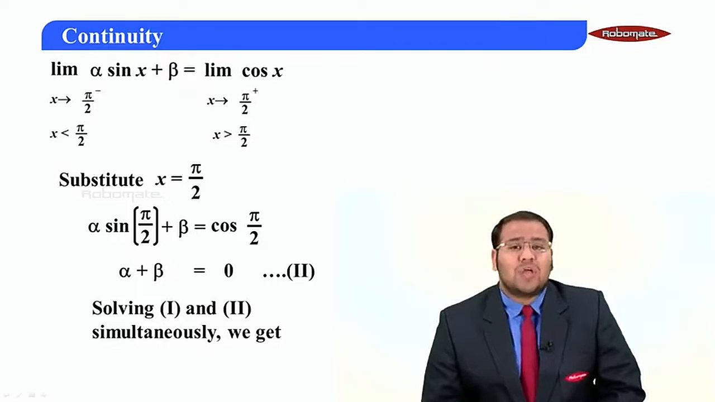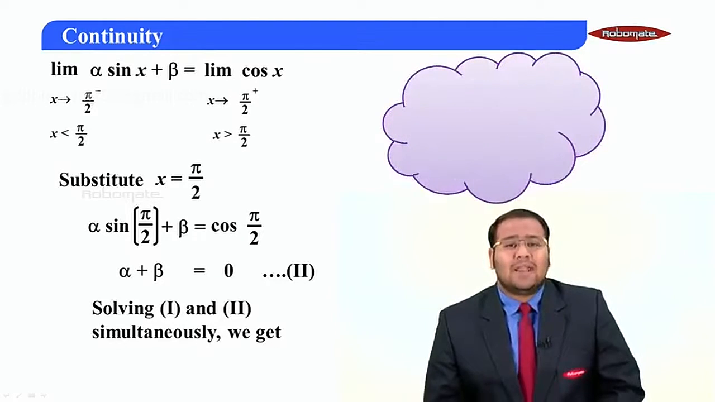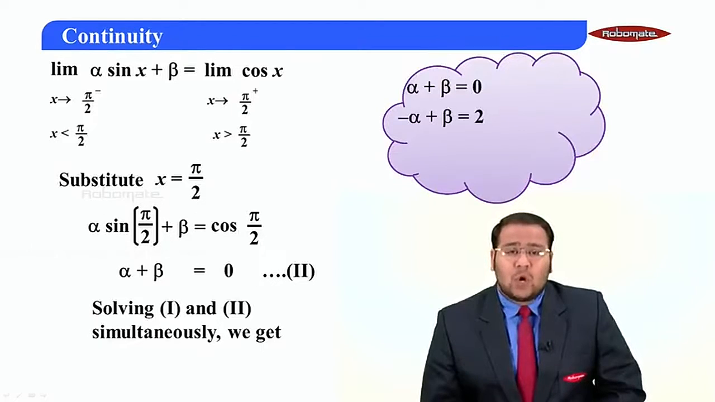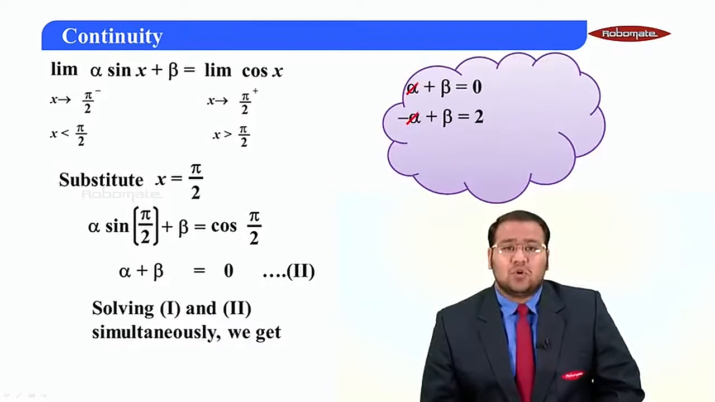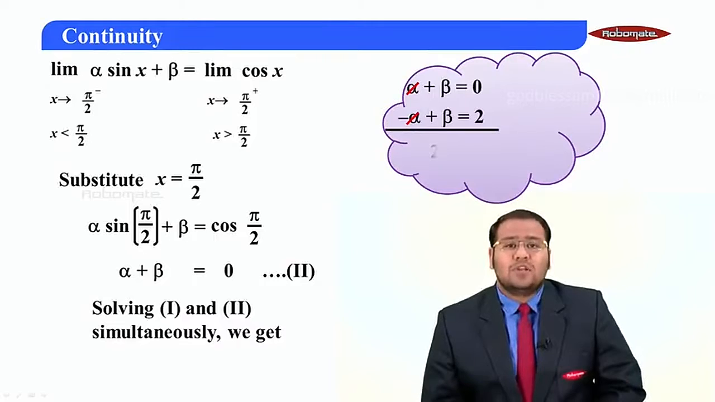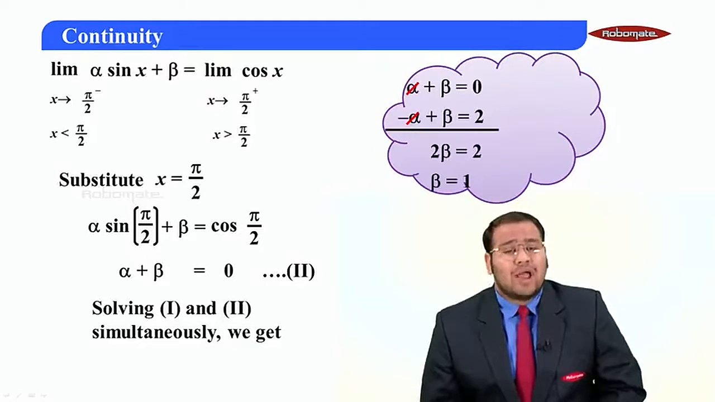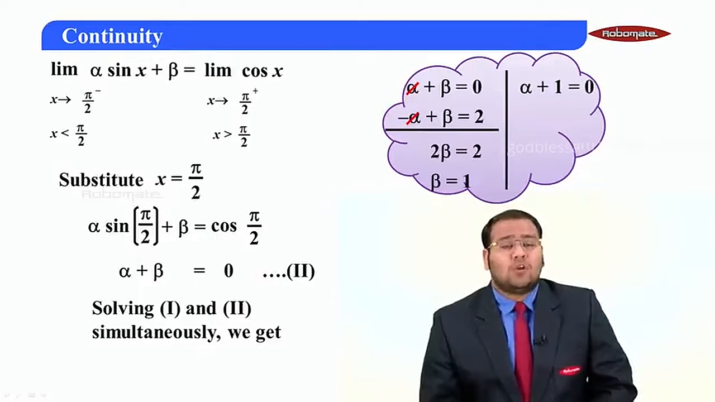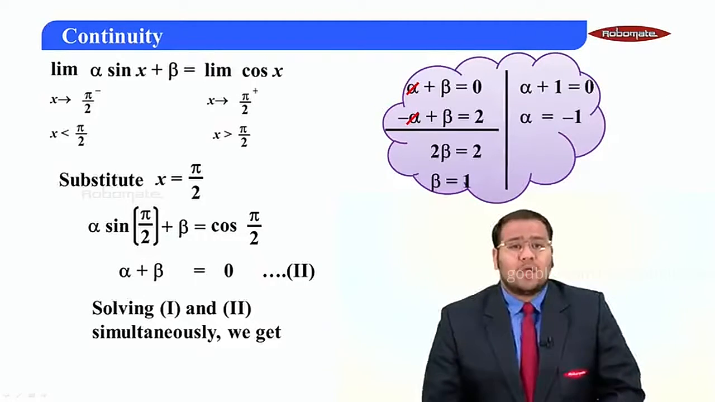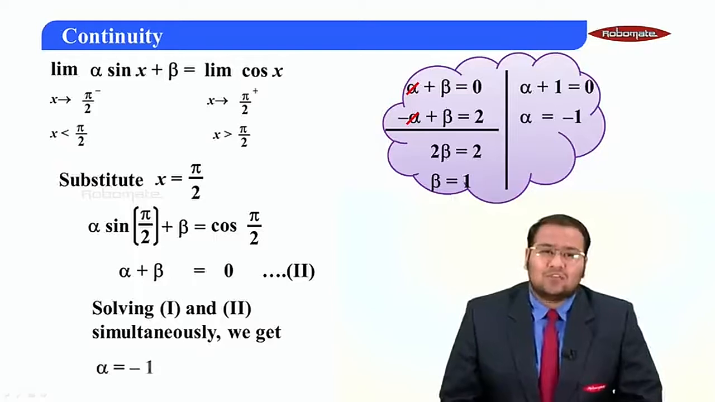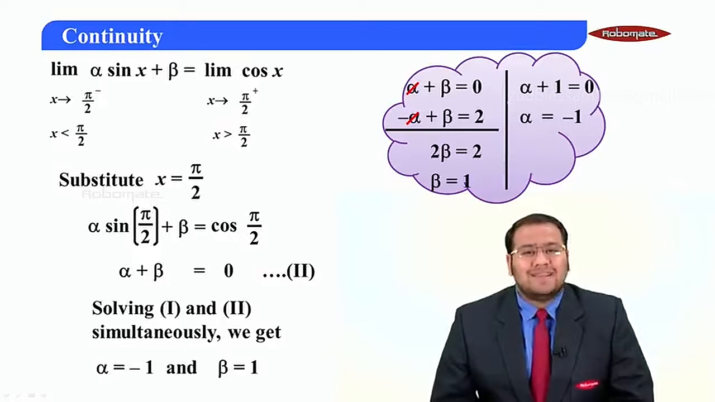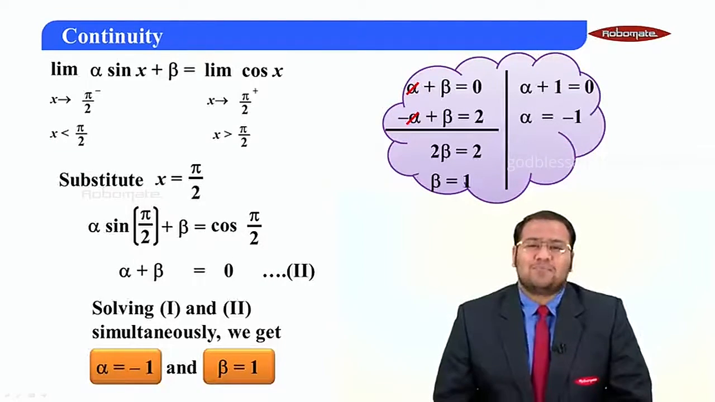Now, solving both the equations 1 and 2 simultaneously, what do we get? We know alpha plus beta is 0, and we also know minus alpha plus beta is 2. So by adding them, you would get 2 beta as 2, and from this I get the value of beta as 1. You also know if alpha plus 1 is 0, then alpha would be minus 1. So in this case, alpha is minus 1 and beta is plus 1.